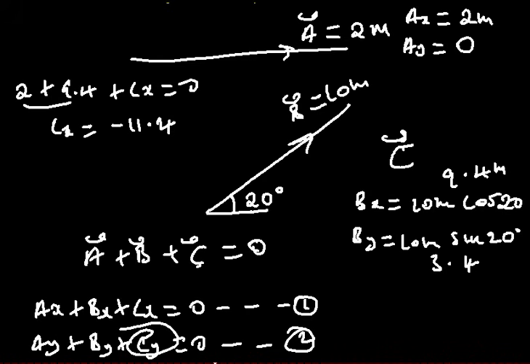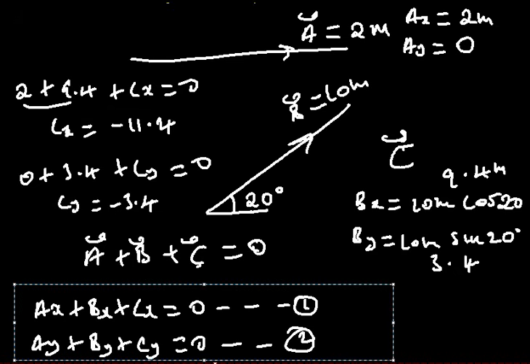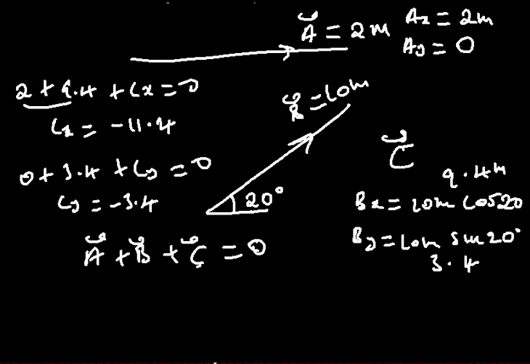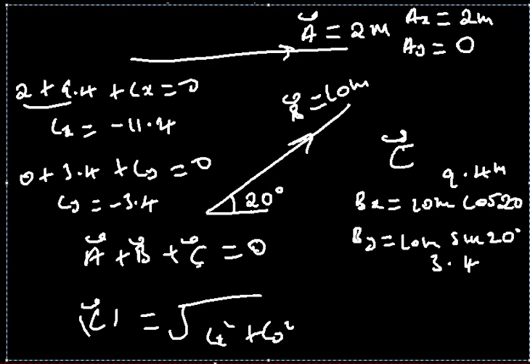And using this equation we also have Ay, 0, plus By, that is 3.4, plus Cy, that is equal to 0. And what is Cy? We'll have it as negative 3.4. So now we have the components of the vector C. We can have the magnitude as well as the direction, of which the magnitude of the vector C will be given as the square root of Cx squared plus Cy squared, and the direction can also be calculated in the same way. So keep that in mind.